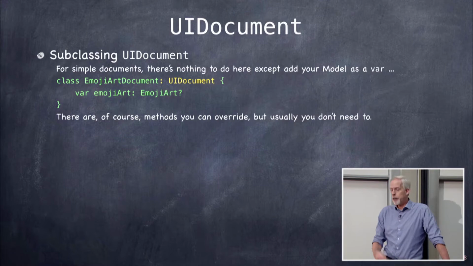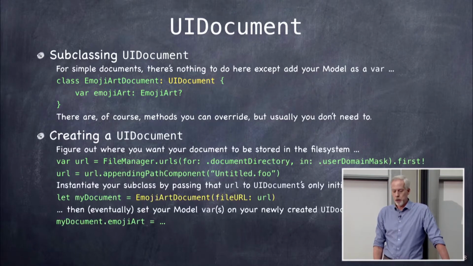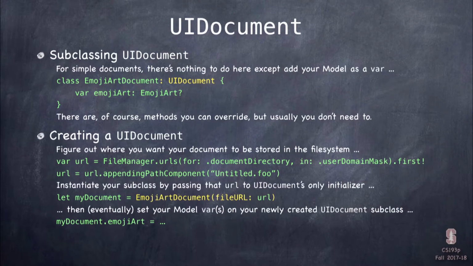Now, there are other methods you can override in UIDocument that do some things. I'll even talk about one of them towards the end. But the main two things you want to do is the reading and writing of the Data. And the only thing you have to do to create a UIDocument is specify the URL it's at. So the only initializer that exists for UIDocument takes one argument, as you can see in yellow right there, fileURL. And that is going to be the URL of the document.